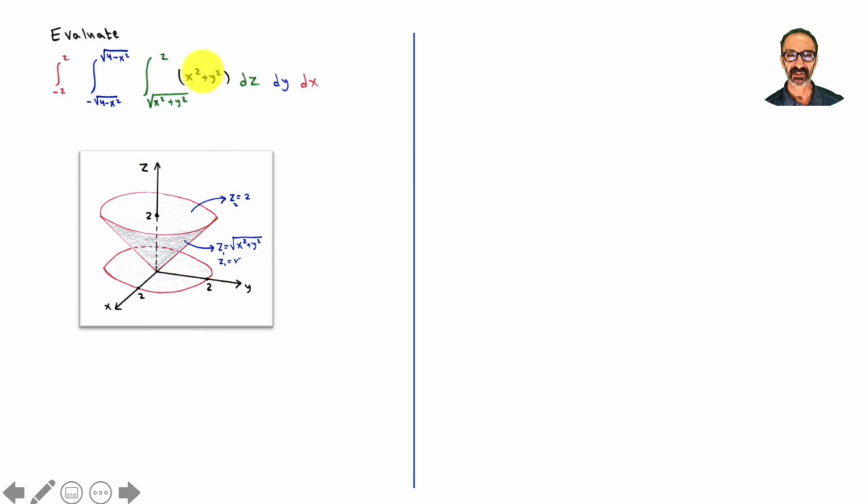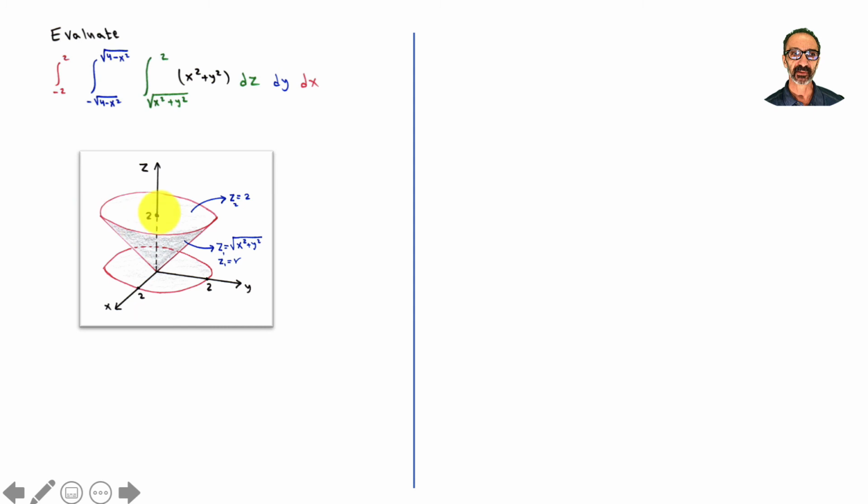Our main function is x squared plus y squared. Our lower part is z equals square root of x squared plus y squared, or z equals r. Z equals r is a cone. You have to keep this in mind from now on. Z equals r is a cone. And if it doesn't have anything in it, like 2r or so on, it's a 45 degree.